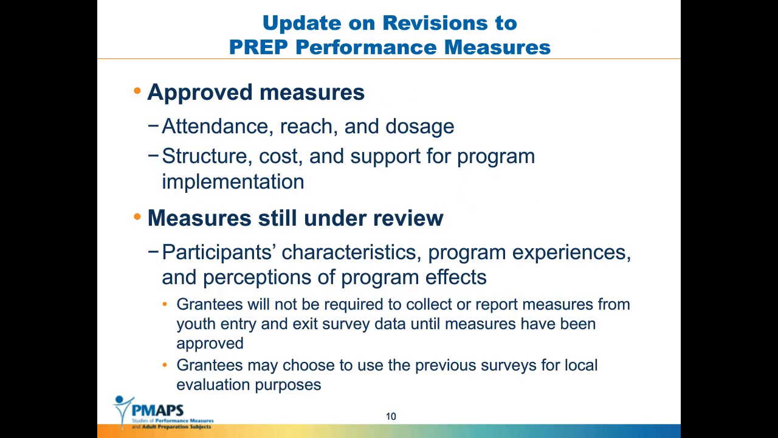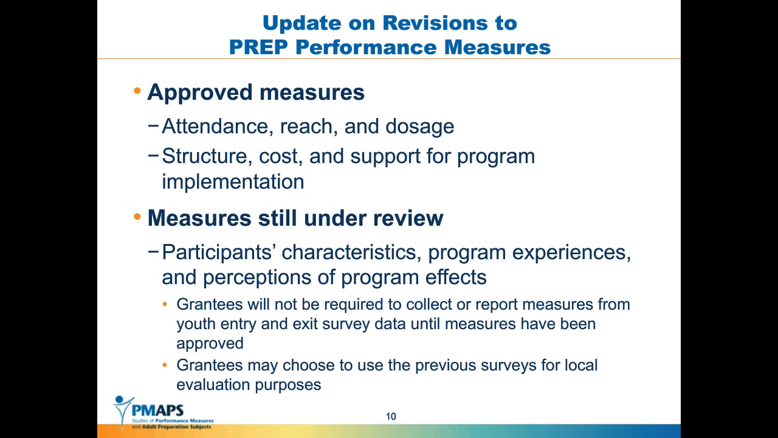FISB has obtained approval for a revised set of measures of attendance, reach, and dosage. Again, those are the measures that we reviewed during last month's webinar on that topic. FISB has also obtained approval for a revised set of measures of structure, costs, and support for program implementation, and we'll review those measures today. These measures will first be reported in August 2018 and will reflect a full grant year from October 2017 through September 2018, and these measures can be reported retrospectively for that full period. And I'll point out exactly which measures are new as we review the full set of measures today.